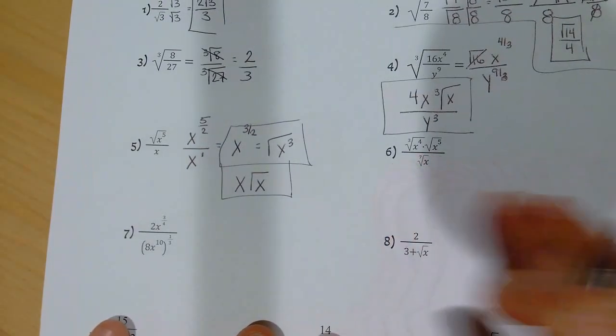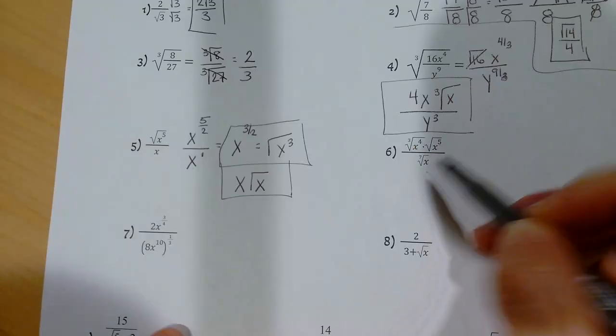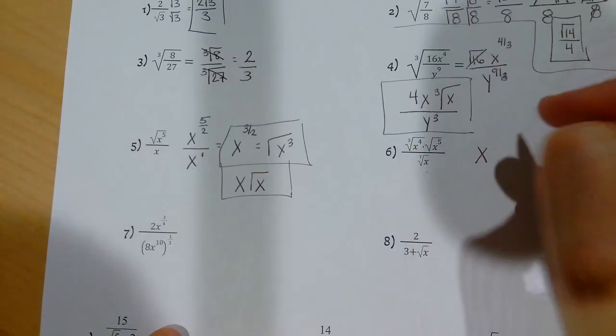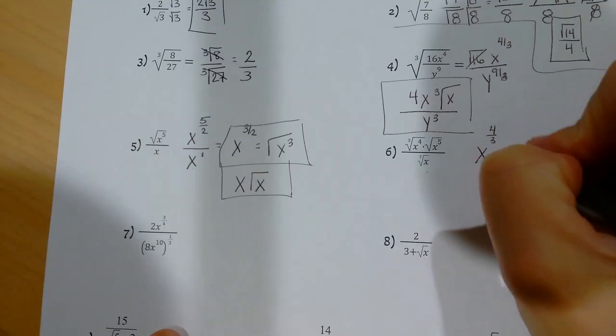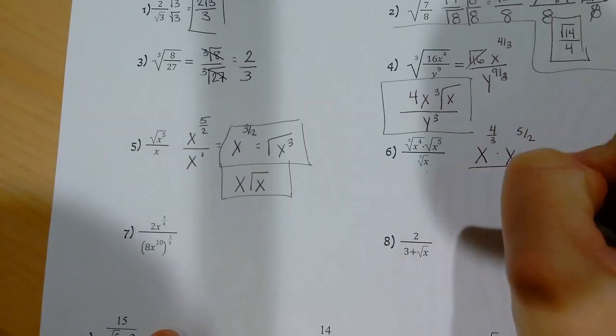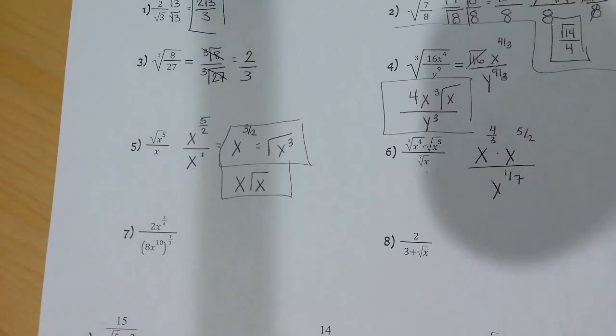All right, 6, just another old review problem here. I'm going to rewrite each of these as fractional exponents. So I have x to the, roots go on the bottom, 4/3, x to the 5/2, x to the 1/7.